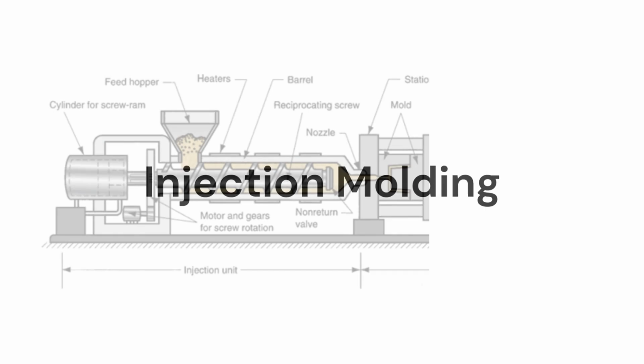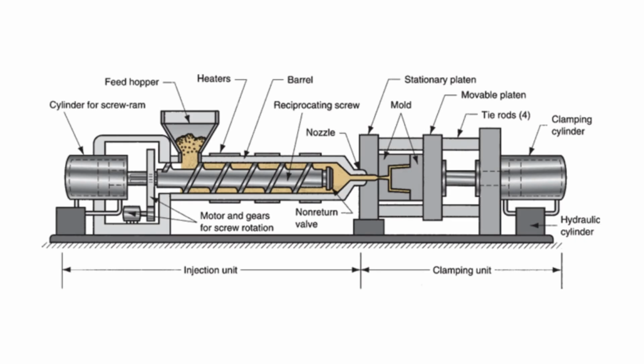Process number 5, injection molding. Injection molding is a lot like gravity casting, except a pressure is applied to the liquid and the liquid is usually more viscous. The polymer liquid is heated to a highly plastic state and forced to flow under high pressure into a mold cavity where it solidifies.